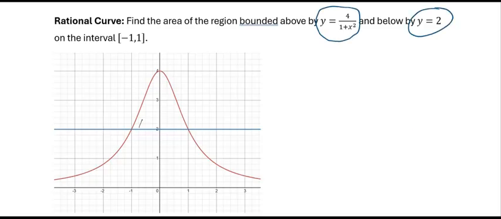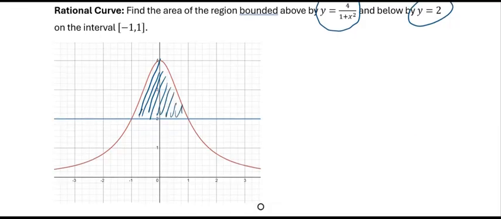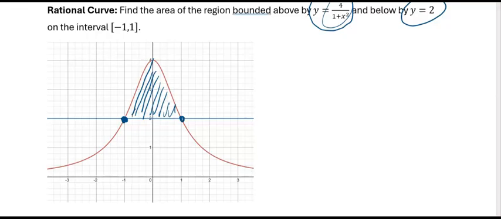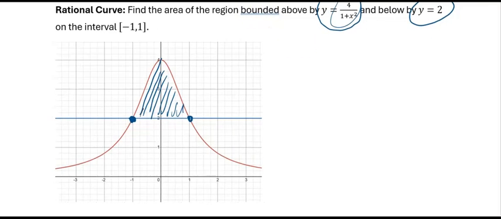Y equals 2 is easy to graph. That's the blue line. And then I want this area here. So I can pretty quickly figure out that the regions, if I'm given the graph, I don't have to set them equal to one another. That'd be kind of a hassle to set this equal to this. It caused me to do some work. But I don't have to do that because the graph is given. So I can just set up my integral directly.